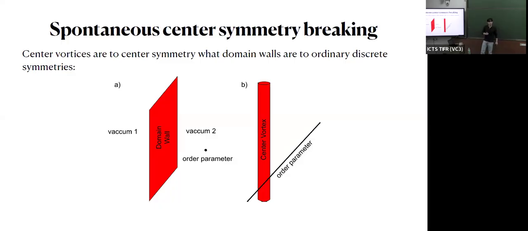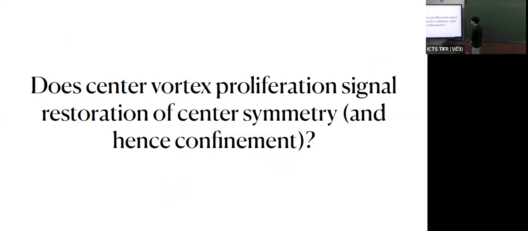It's very tempting, therefore, to think of center vortices as something playing quite an analogous role. If you want to restore center symmetry, if it's spontaneously broken and then you want to restore it, hence getting confinement, you might think that that is signaled by the proliferation of center vortices, and hence center vortex proliferation can be viewed as the cause, the mechanism of confinement. But is that really true?